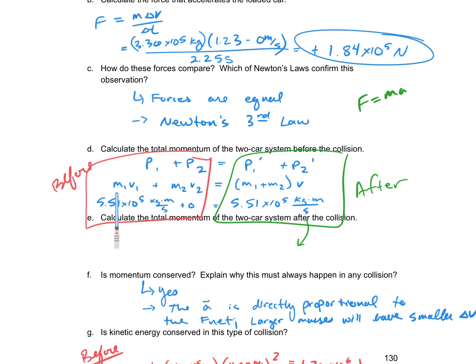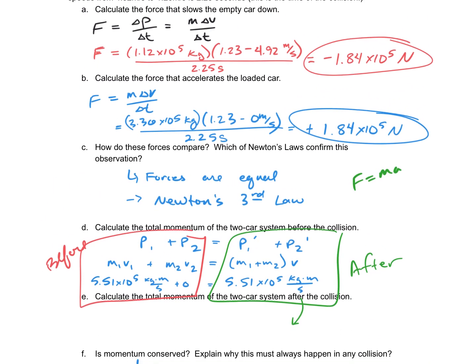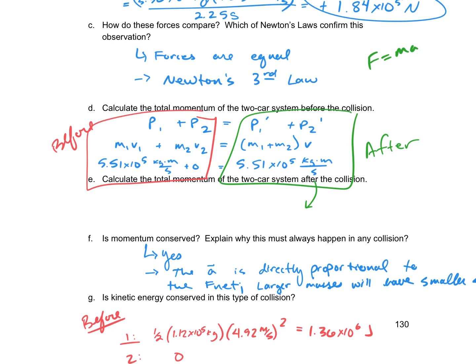So the 1.12 times 10 to the 5th times 4.92 produces this value.